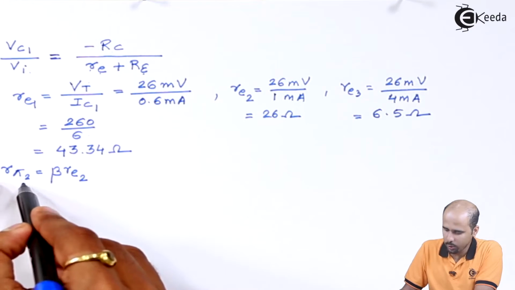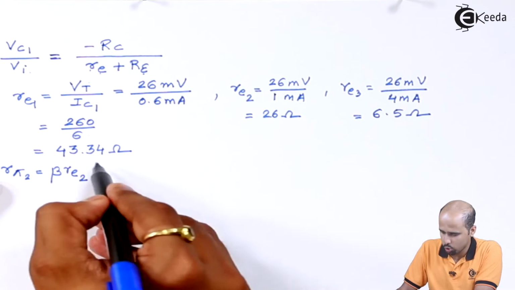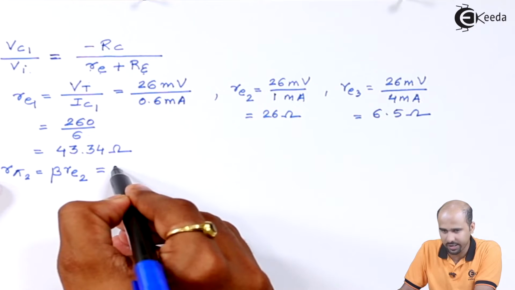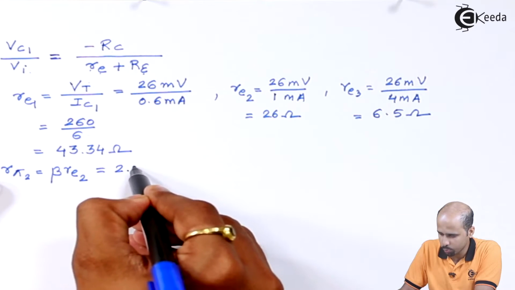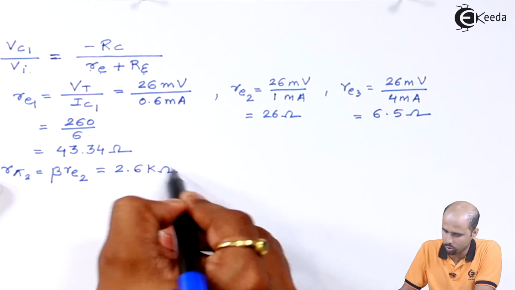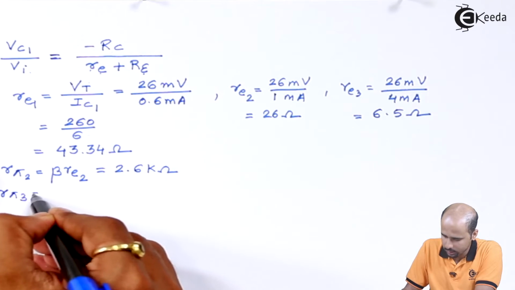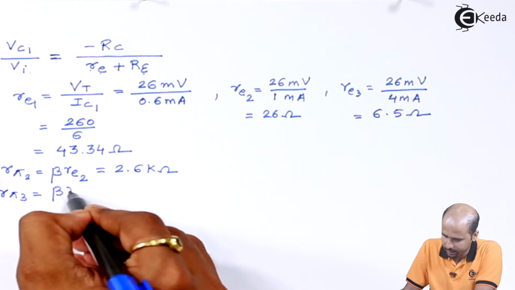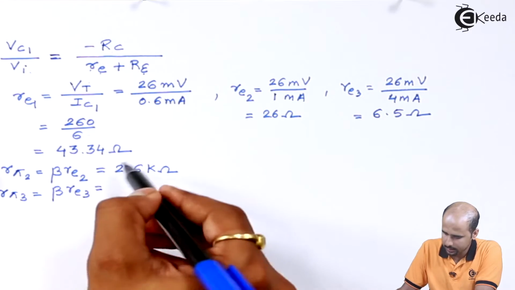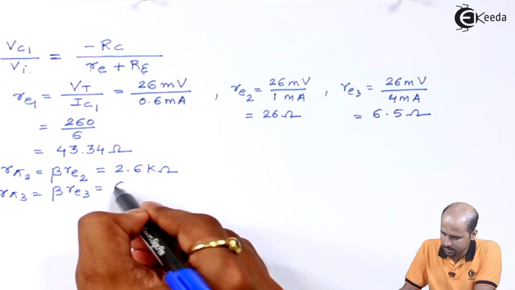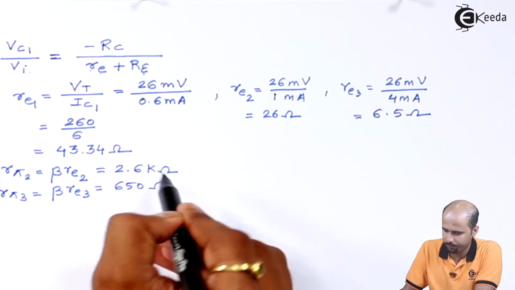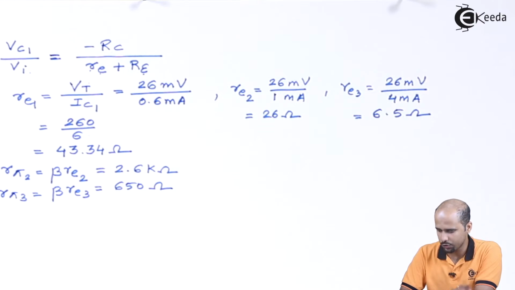So far we have got the values of re2, re3 and re1 as well. Fine. R pi 2 is nothing but beta into re2. Beta is 100, right? So here we'll get 2.6 kilo ohm. What is the value of R pi 3? That is nothing but the value beta into re3, that is nothing but 650 ohm. Okay, all values we have done.